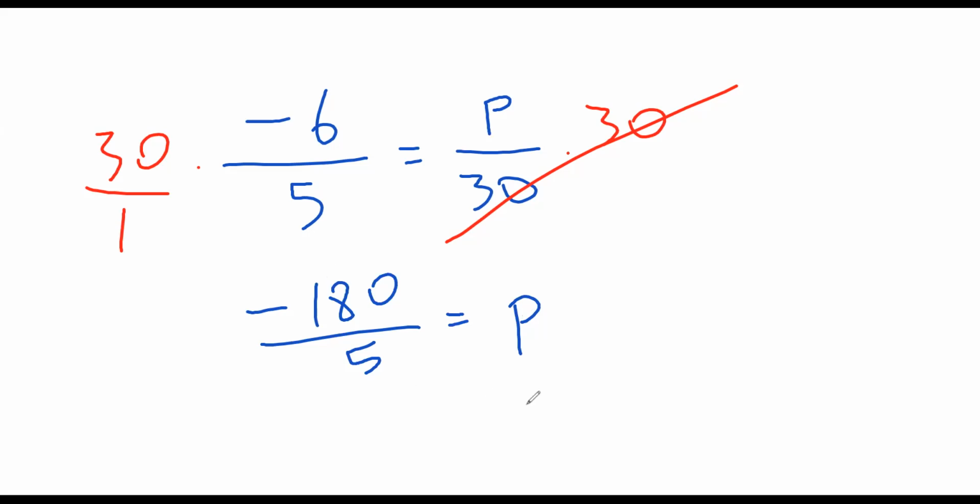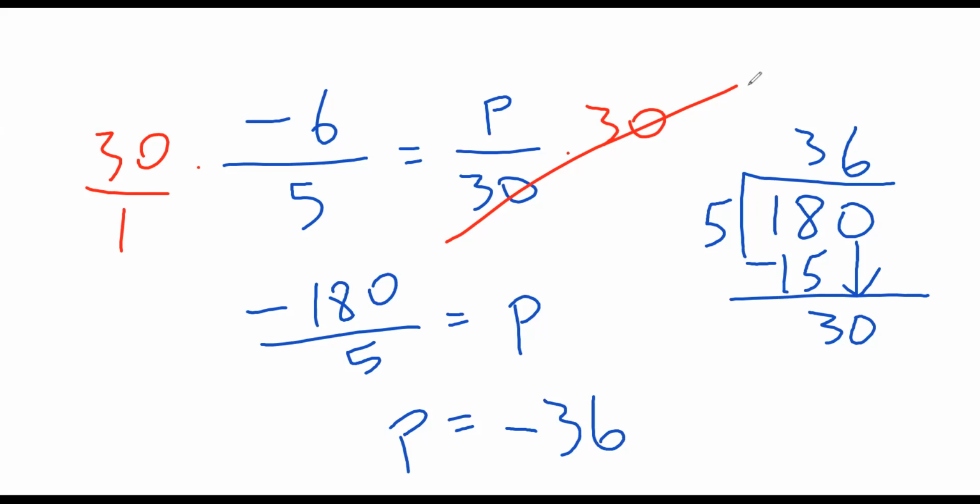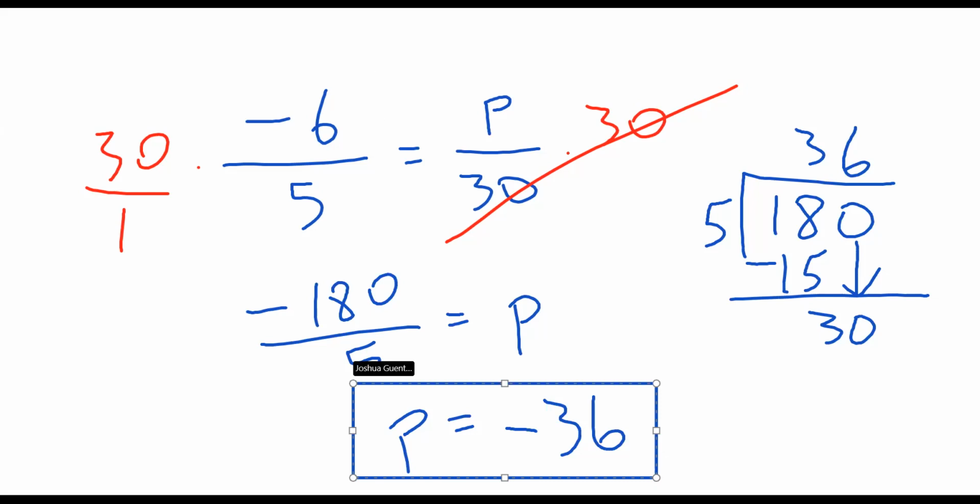Well, 180 ends in a 0, so it's divisible by 5. So I'm going to end up with p equals, I'm going to write it on the left now. It's going to be a negative number. And then I just have to do 180 divided by 5, which will end up being 36. 5 doesn't go into 1. It goes into 18 3 times. Bring down the 0. And 5 goes into 30 6 times. So we're going to end up with -36 as our final answer.